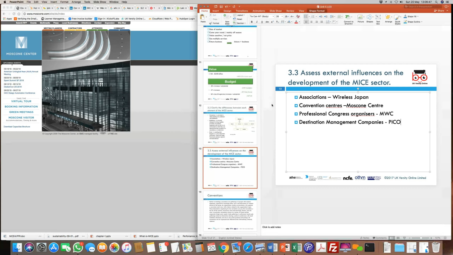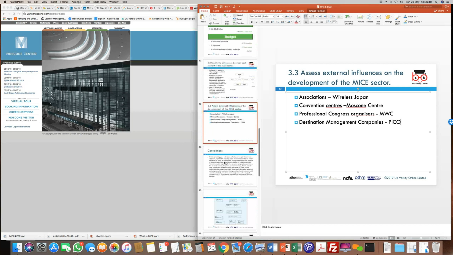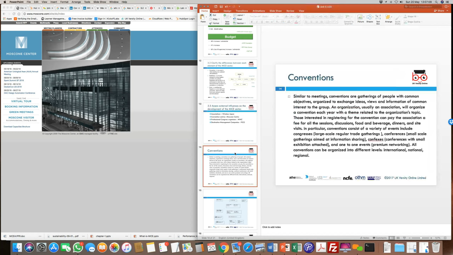So this is what I would want you to understand primarily, from the point of view of understanding the differences between the different elements of MICE and the four different types of classifications which can happen, and their influence in creating these events across the globe for the industry. Is that okay? Okay. Yeah.